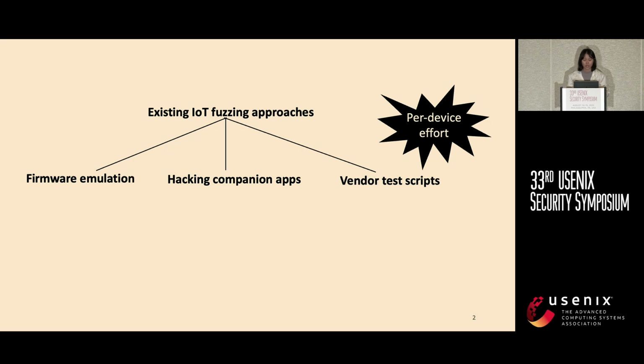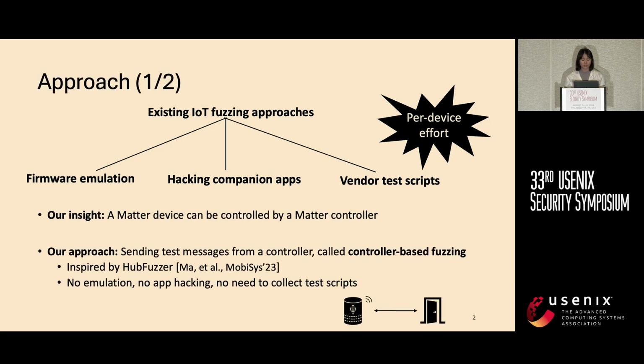The existing IoT fuzzing approaches, such as firmware emulation, hacking companion apps, and collecting vendor test scripts, all come with a significant drawback: they require per-device effort. This means each device needs to be individually set up and individually tested, which is not only time-consuming but also limits scalability. Our key insight is that any Matter device can be controlled by a Matter controller.